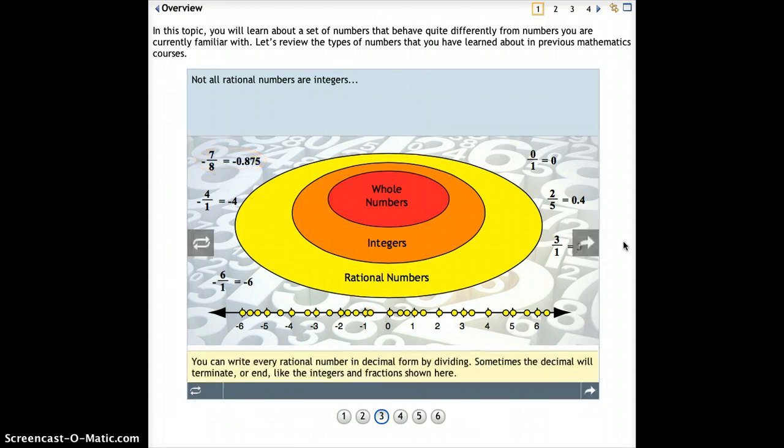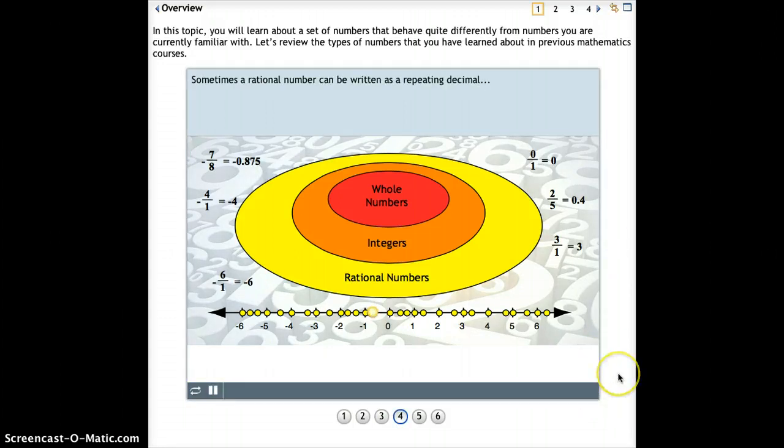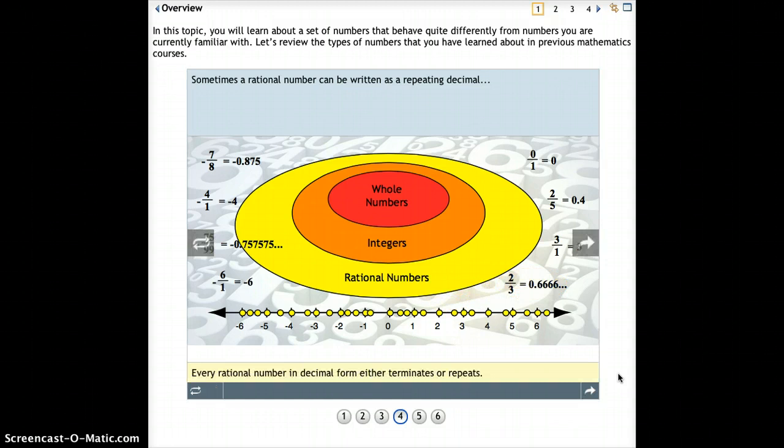You can write every rational number in decimal form by dividing. Sometimes the decimal will terminate or end like the integers and fractions shown here. Sometimes a rational number can be written as a repeating decimal. Every rational number in decimal form either terminates or repeats.